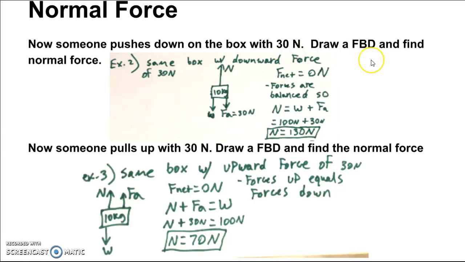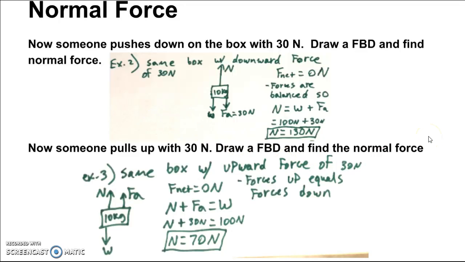Remember, the normal force is basically how much force the surface is applying back on the object. So if the object already weighs a certain amount and you're pushing down on it, the normal force is going to have to be all of that force. And since the net force is 0 on this box, it's not accelerating, the forces are balanced. So the normal force has to equal the weight plus the applied force. That would be 100 newtons that we already knew plus 30 newtons. So the normal force is 130 newtons.